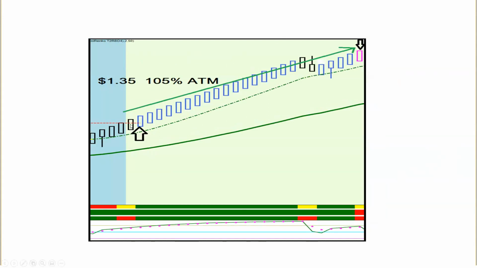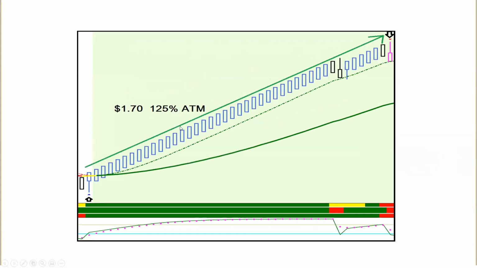You can see the candle is haloed in blue. That tells you that the 3-line is aligned to the upside. We've got green background. It's the only time we're going to trade. This is 125%. We're never out until we get this down candle.